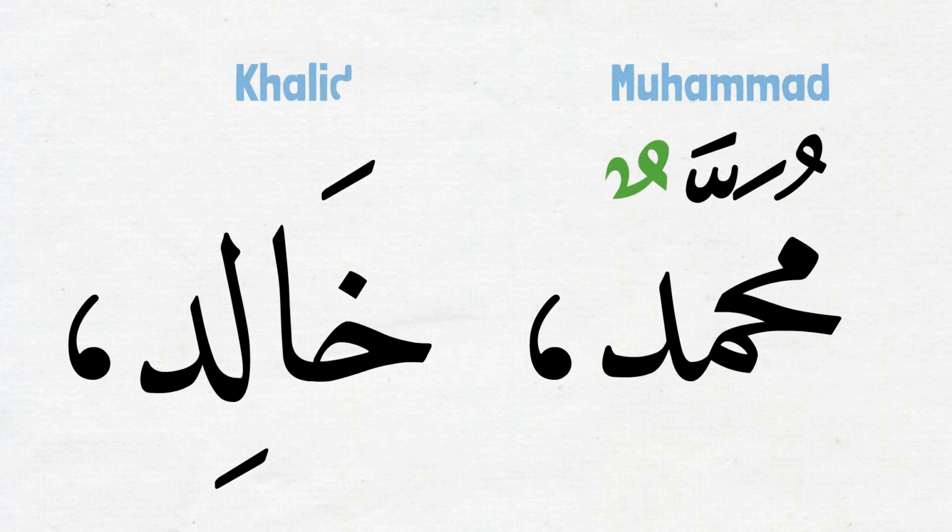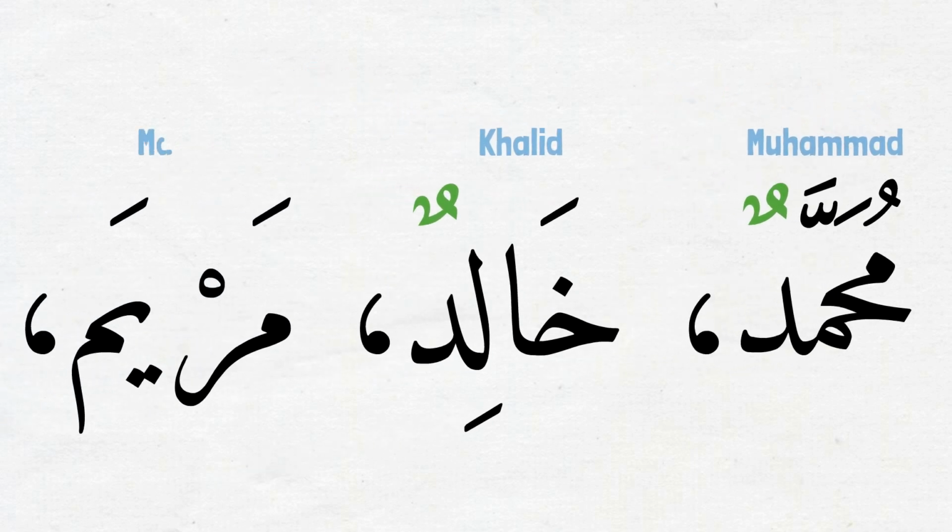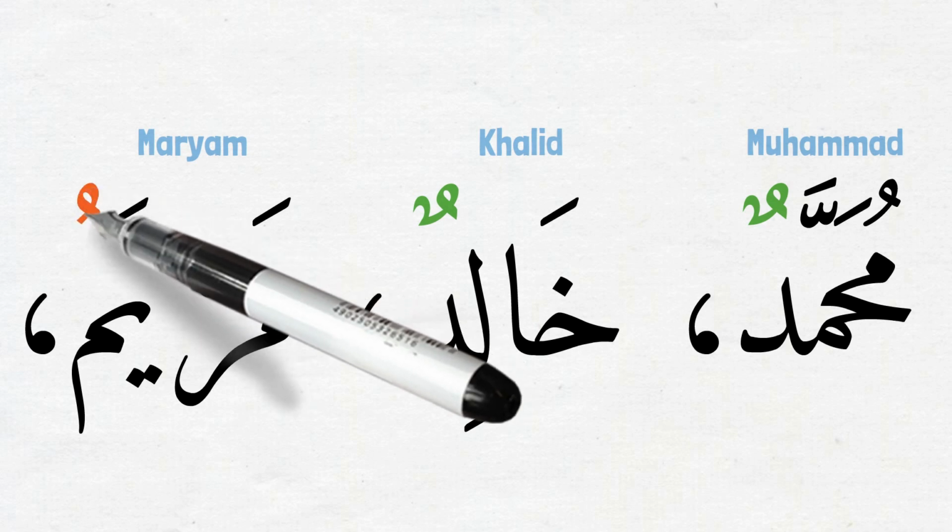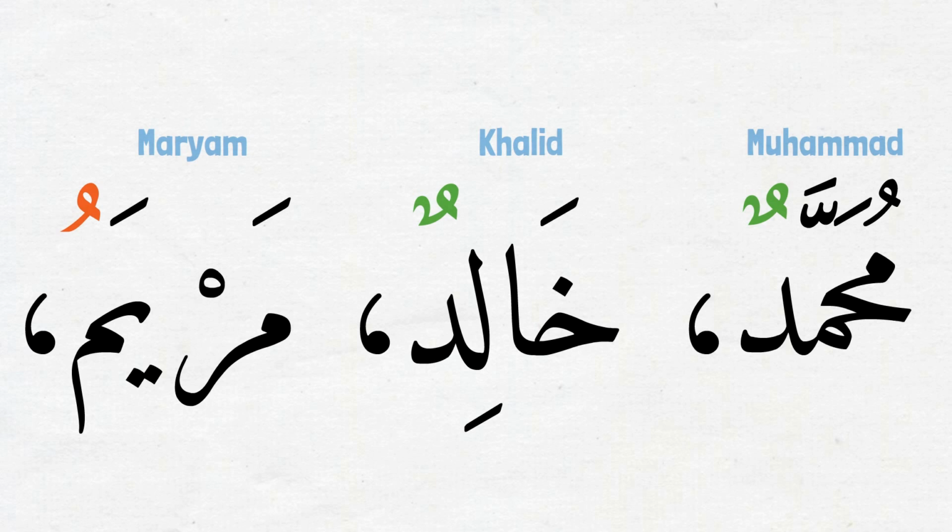The next one is Khalid, which is also a regular noun, a TRIPTOTE. So we will add TANWEEN to the end to make it Khalidun. The third word is Maryam. It is a proper feminine noun belonging to group number 1. Therefore, it is a diptote. We will end it with a single dhamma. It should read Maryamu, not Maryamun.